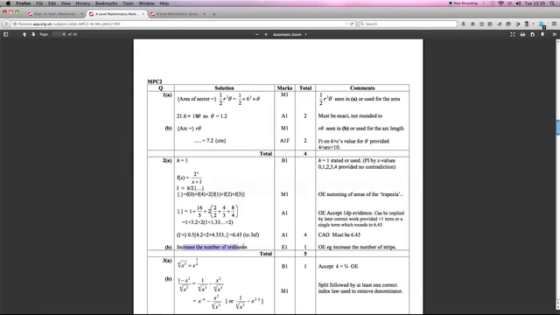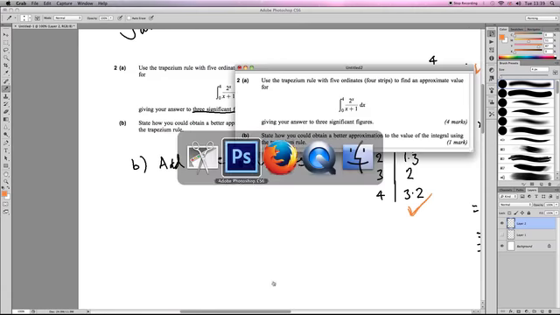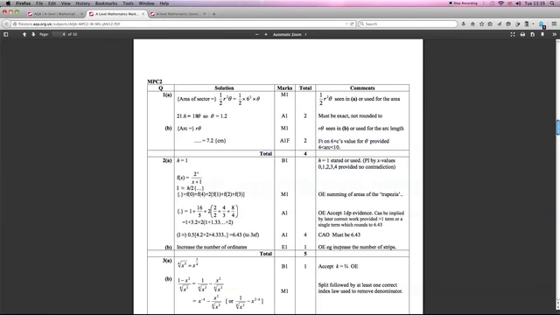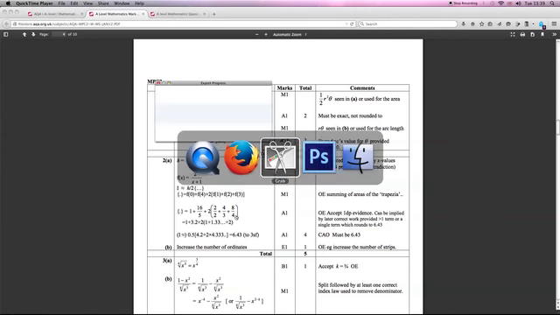Next bit, increase the number of ordinates, and there it is. I did say don't go for strips. It does say in the mark scheme that they will allow increase in the number of strips. So yeah, go for the number of strips, but like I said, ordinates is a keyword. They like using that word. All right, swap over to question 3.